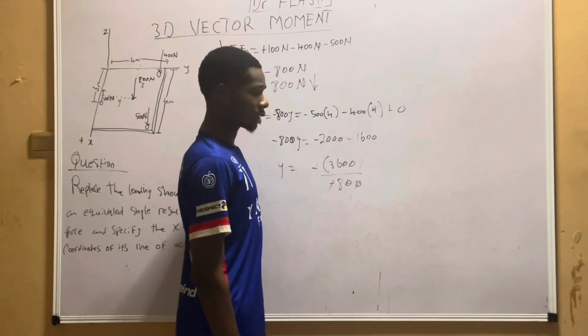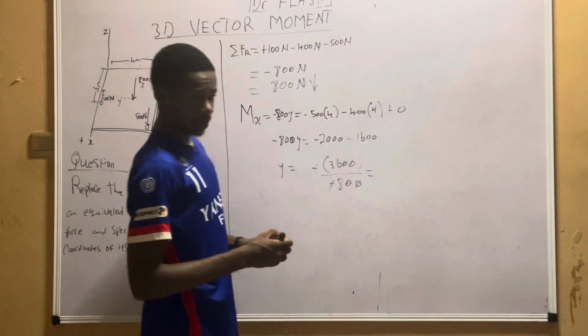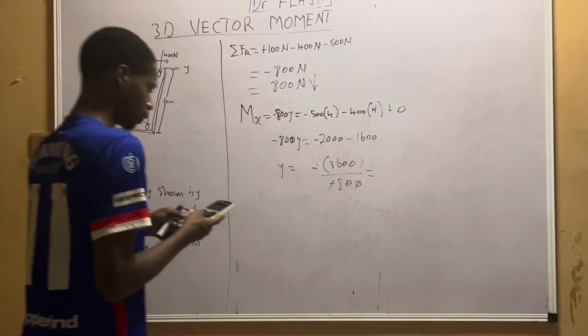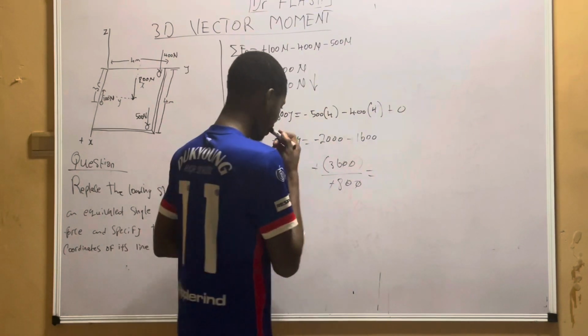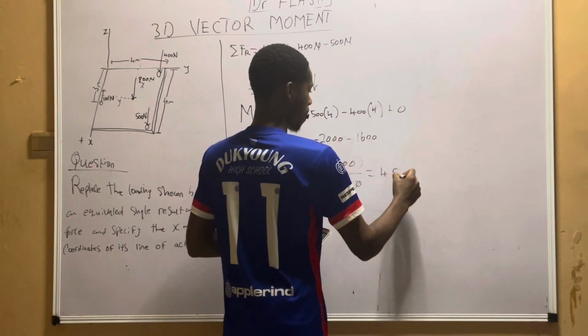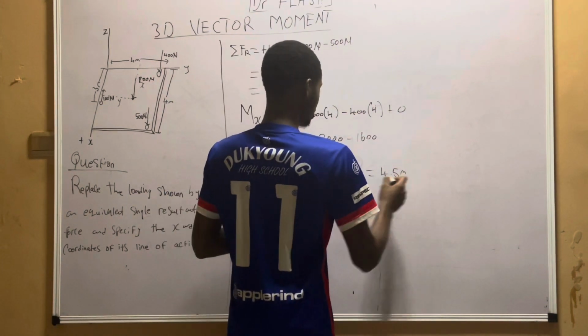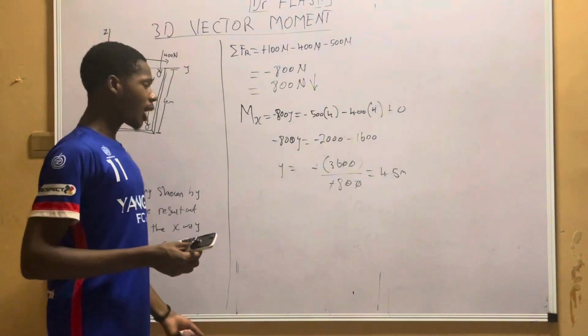So 8 into 36, what should that give you? 8 into 36, that should be in decimal, okay. So 36 divided by 8, that should be 4.5. Alright, 4.5 meters. So the distance we need to place the force from the y-axis should be 4.5 meters. Now how about the x-axis?